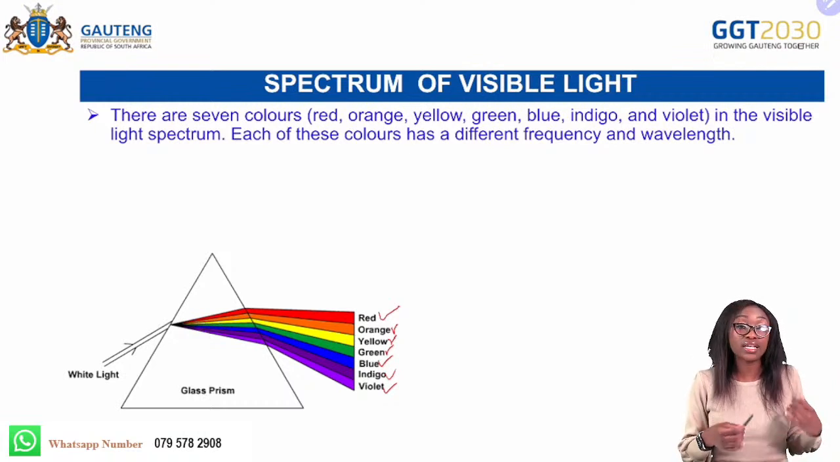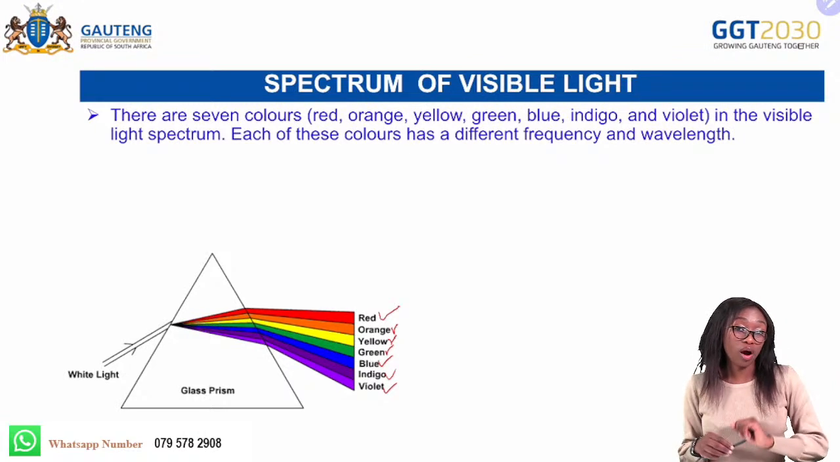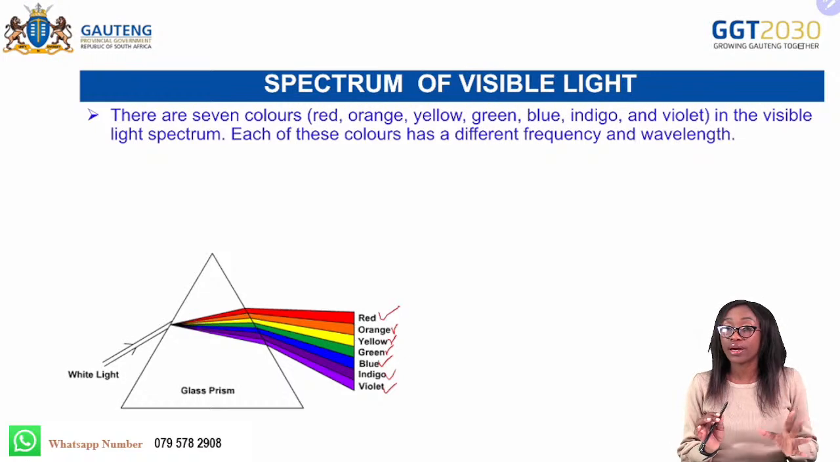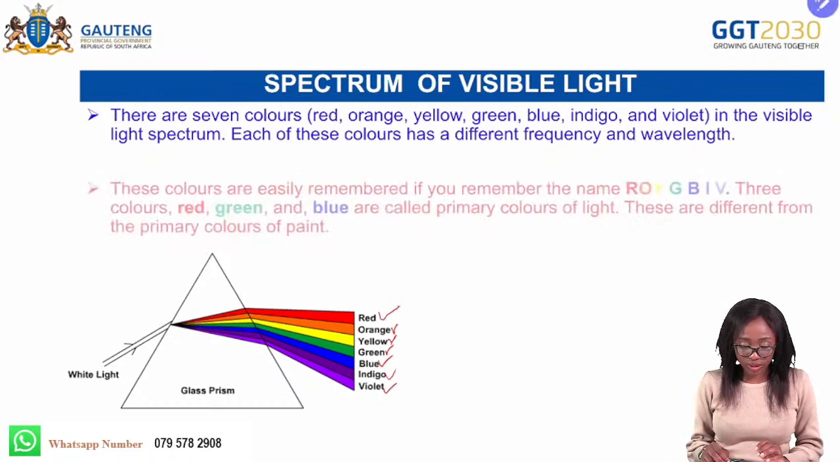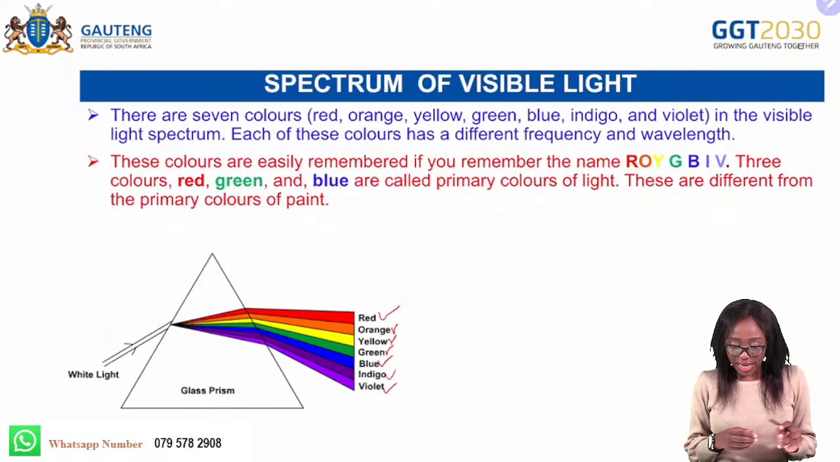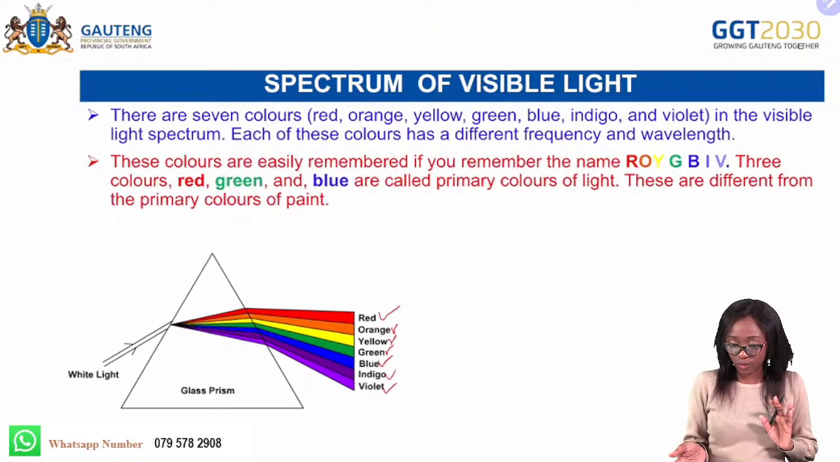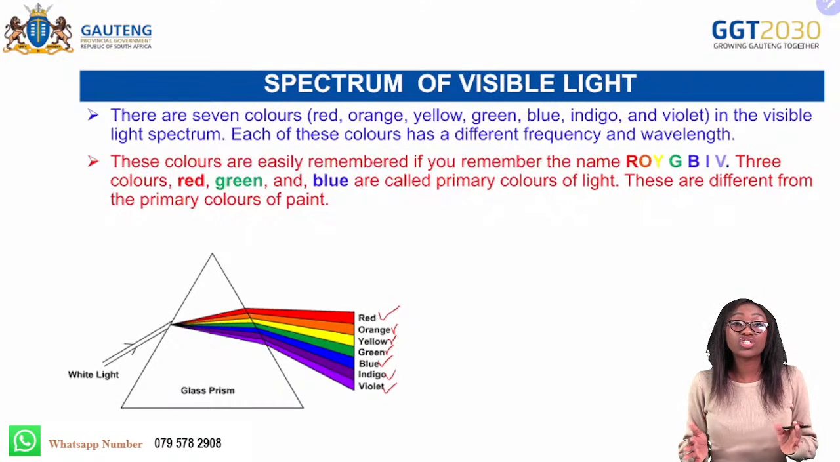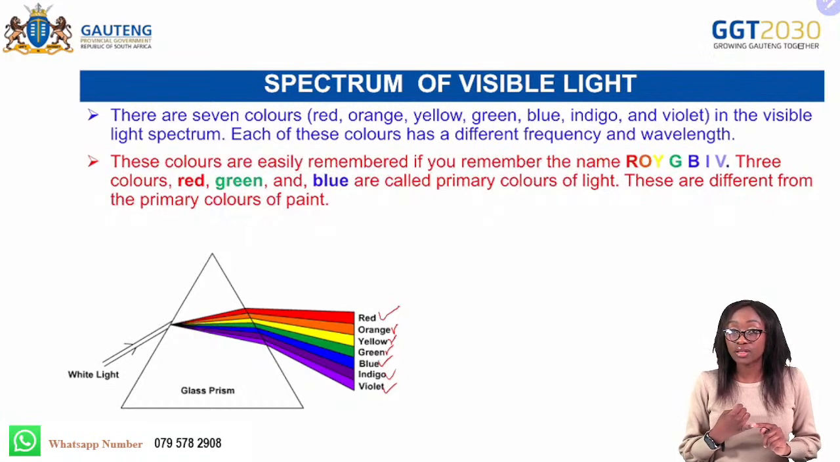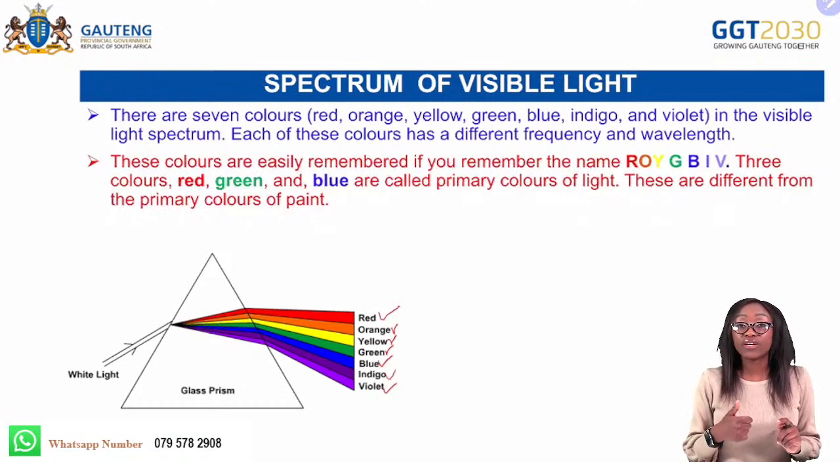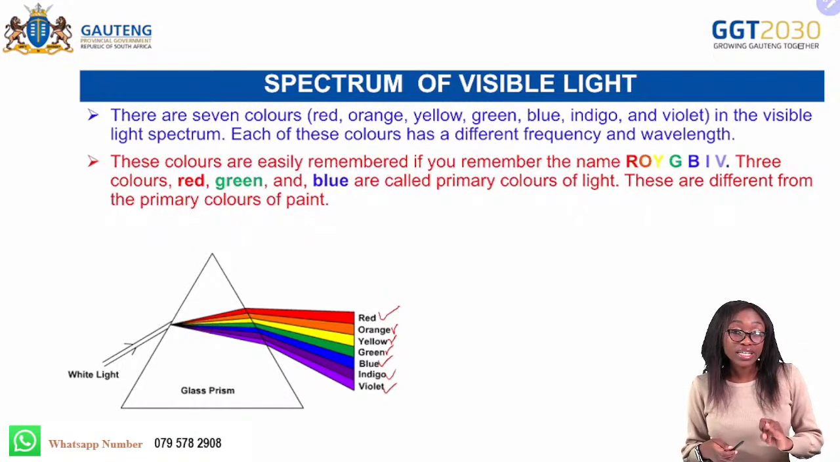As you saw in our previous slide, we had that diagram with the different wavelengths. These colors can be easily remembered if you claim this acronym, which is Roy G. Biff. Roy G. Biff: R for red, O for orange, Y for yellow, G for green, B for blue, I for indigo, and V for violet.